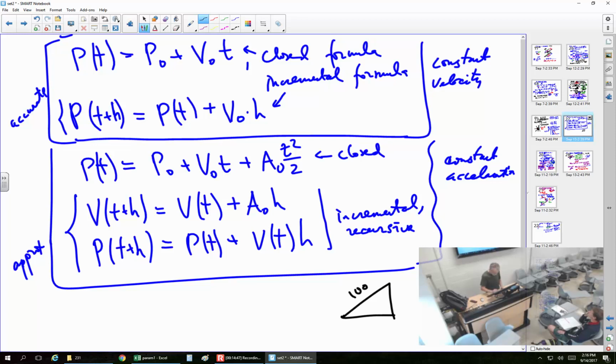So this is 100, and then this will be 100 times cosine alpha, our angle, and the vertical velocity will be 100 times sine alpha. Okay?